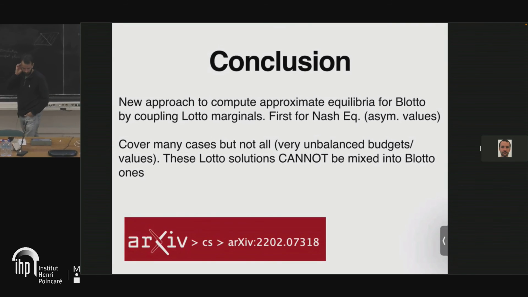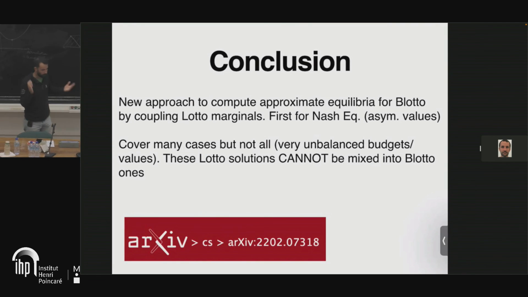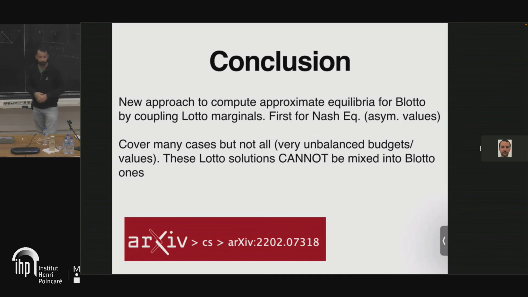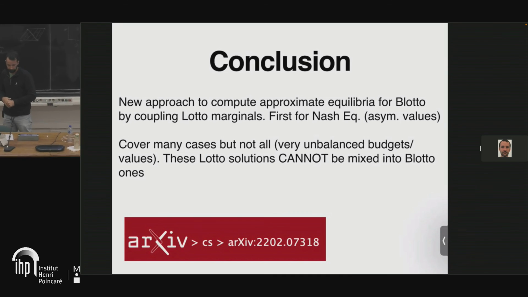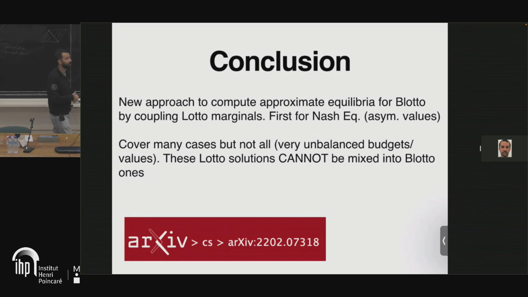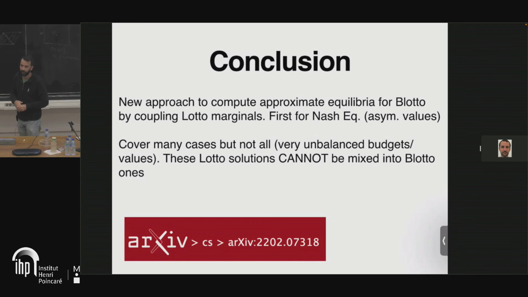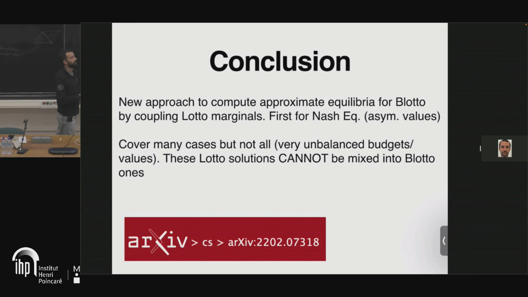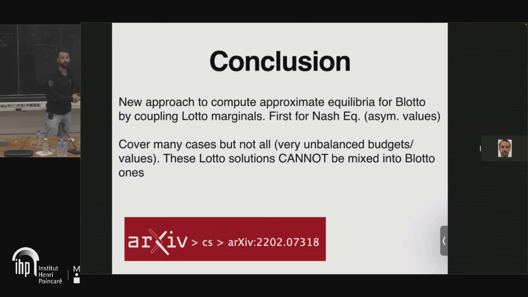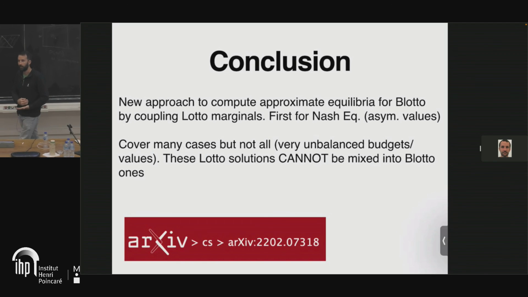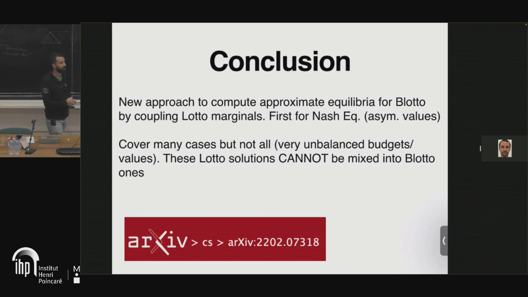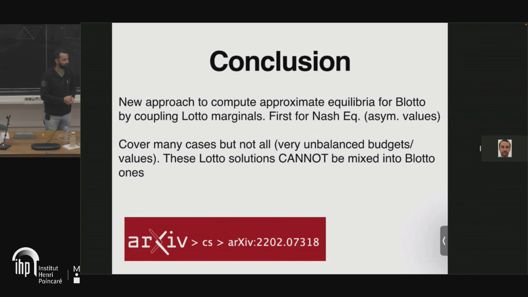And yeah, to sum up, we have a new approach to compute approximations of Nash equilibrium in the Blotto game. And this is the first such solution for the asymptotic values. But still, not everything is solved. In particular, the issue that remains is that now the Blotto Nash equilibria are not the same as the Blotto ones. And so it's going to need a new approach. And that's it.